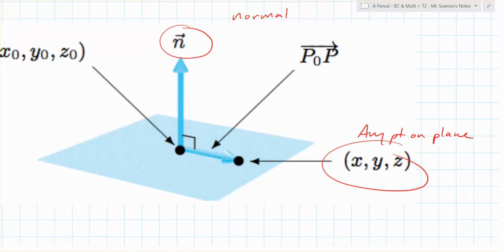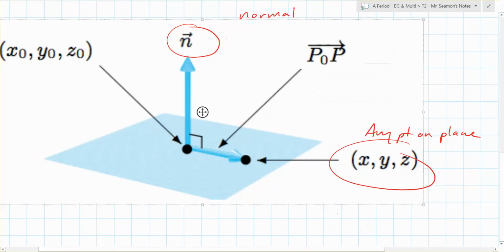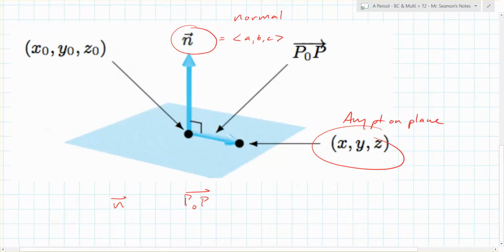And x, y, z represents any point on the plane. And x naught, y naught, z naught is some fixed point on the plane. You with me so far? What do you know if I tell you, let's say n is just equal to this vector, a, b, c. If two vectors, and we'll call one of them n, and we'll call the next one starting at p naught going to p, are perpendicular, what do you know?